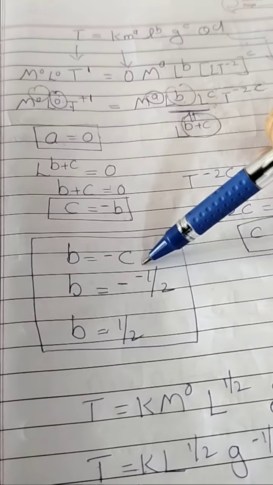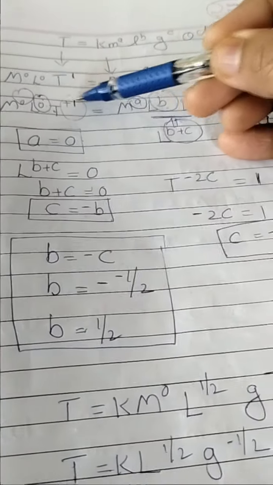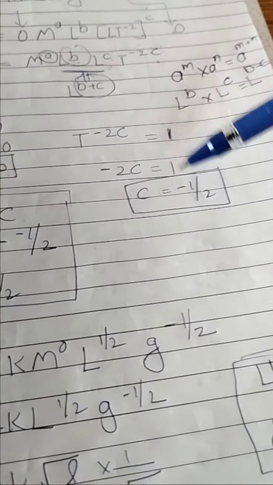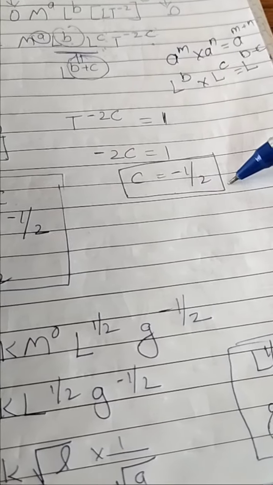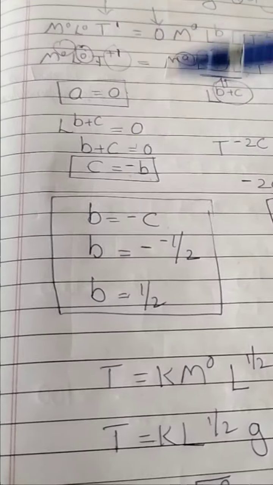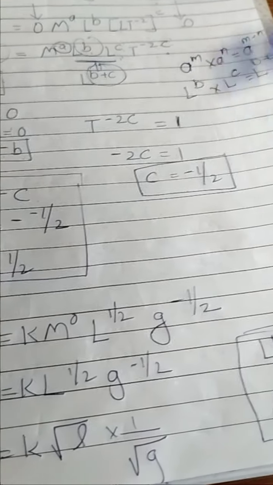Got it? Okay. Then after that, t raised to minus 2c equal to 1. The power minus 2c equal to 1. So what is c? c equal to minus 1 by 2. So you get the answers: a equal to 0, b equal to minus c, c equal to minus 1 by 2.